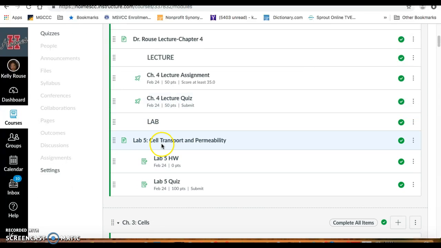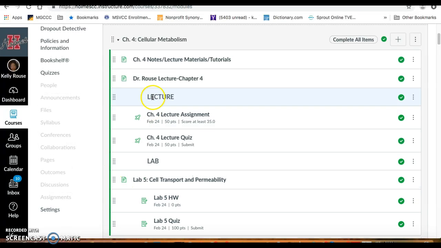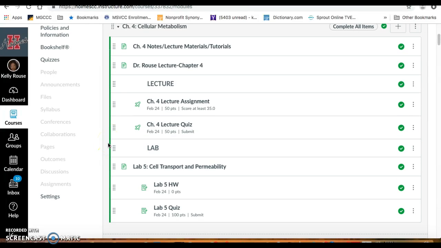Next, you'll have Lab 5 to do. You'll have Lab 5 homework and Lab 5 quiz, okay? So be sure to get those things completed by February 24th. That is Sunday at 11:59. So start on it early in the week, because something always happens last minute, and you don't want that to keep you from being able to submit your assignments.